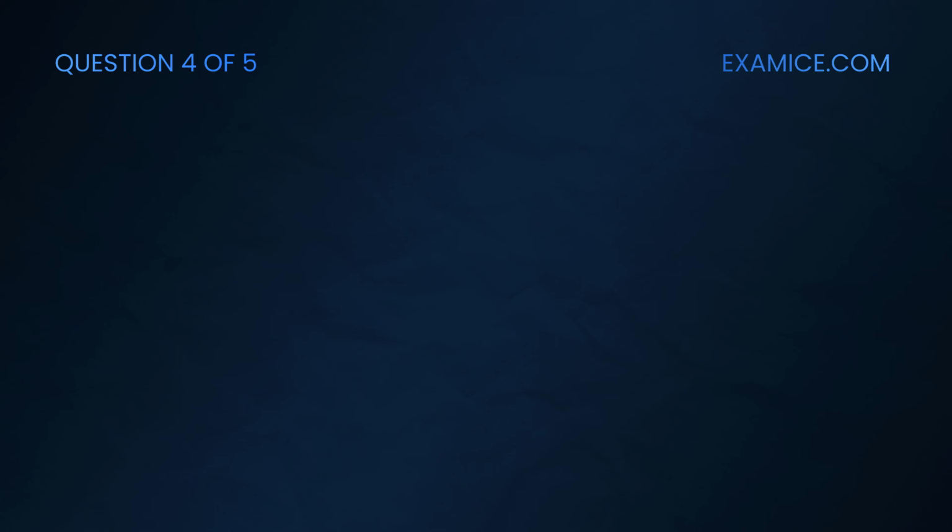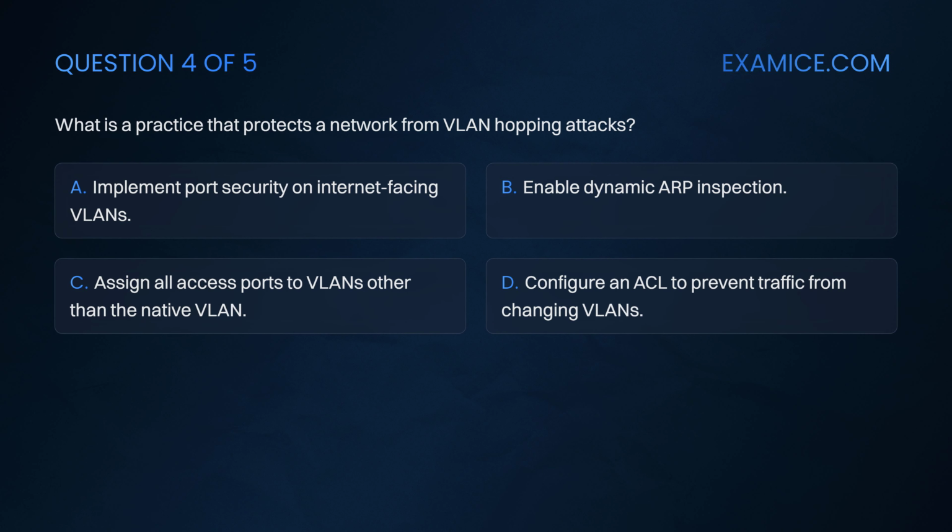Question 4. What is a practice that protects a network from VLAN hopping attacks? Option A. Implement port security on internet-facing VLANs. Option B. Enable dynamic ARP inspection. Option C. Assign all access ports to VLANs other than the native VLAN. Option D. Configure an ACL to prevent traffic from changing VLANs.